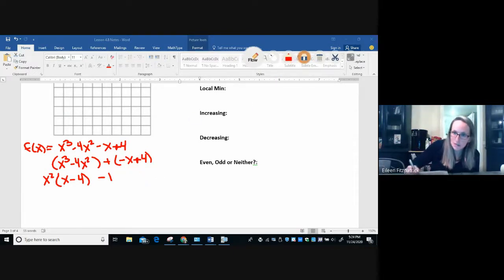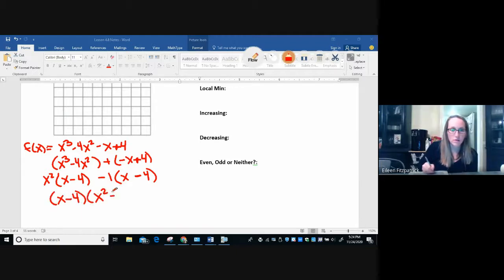it's like grouping's not working. It's supposed to work. So now when I factor out a negative, it's x minus 4. So now my grouping works. I was hoping grouping worked. All right, so the common GCF is x minus 4. And then I'm left with x squared minus 1.